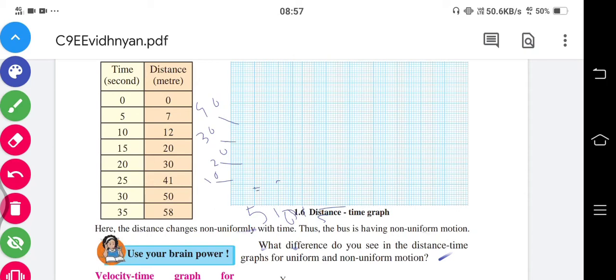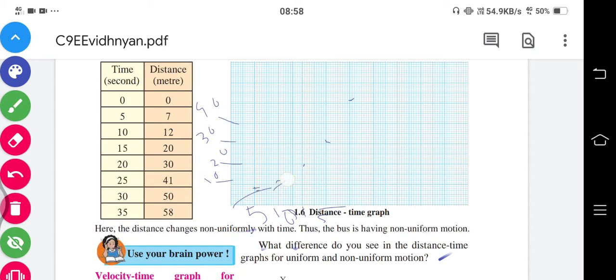After that, at 15 it is 20. So here is a 15, and here is a 20. After that, at 20 it is 30. Here is a 30. After that, at 25 it is 41. Like this. So how will you observe it? If you draw the line graph here, you will observe it like this.